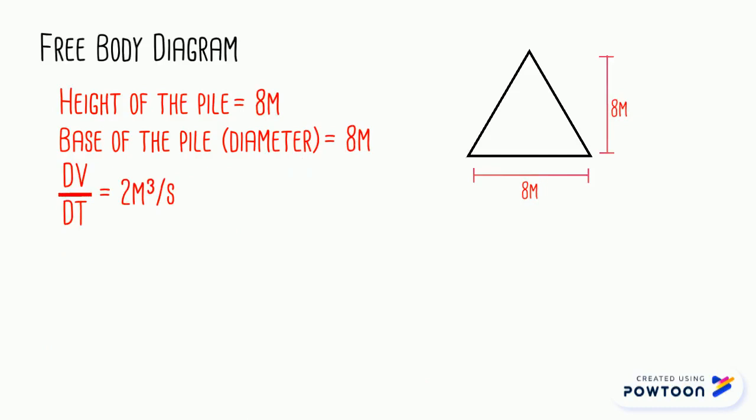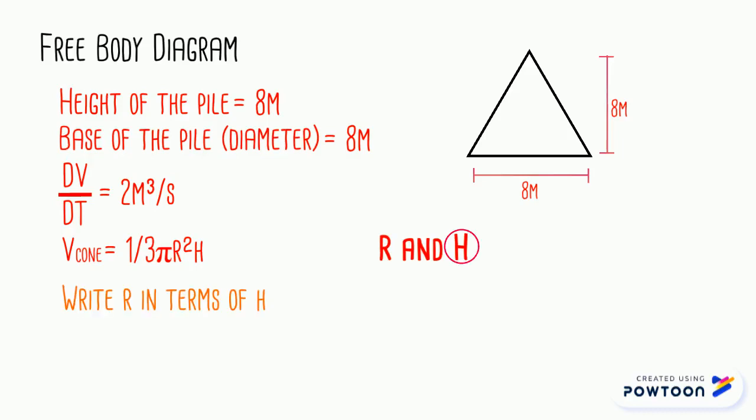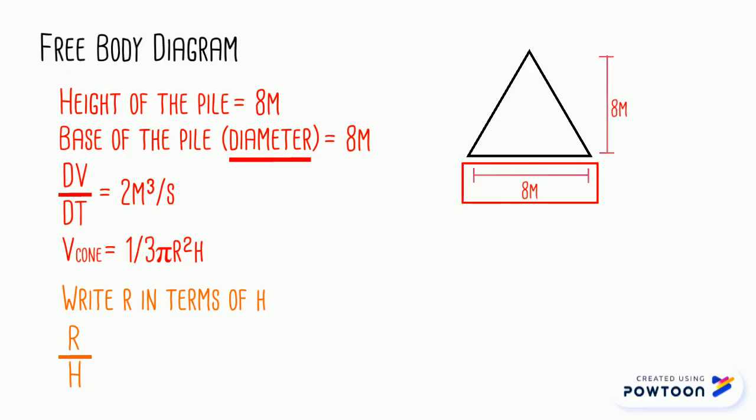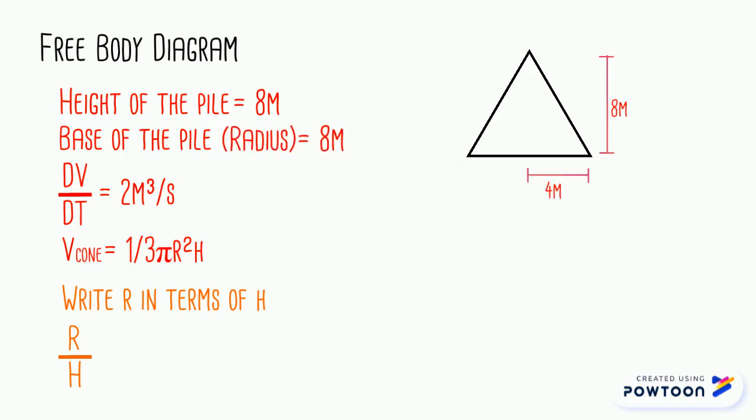Let's begin with using the formula in getting the volume of the cone, which is 1 over 3 pi r squared times height. However, we cannot directly use this formula considering that there are two variables involved. Since variable h is needed to determine how fast the height of the pile is increasing, we should write r in terms of h. But since the base is measured in diameter that is equal to 8 meters, then the radius is 4 meters. R in terms of h is now equal to 4 over 8.